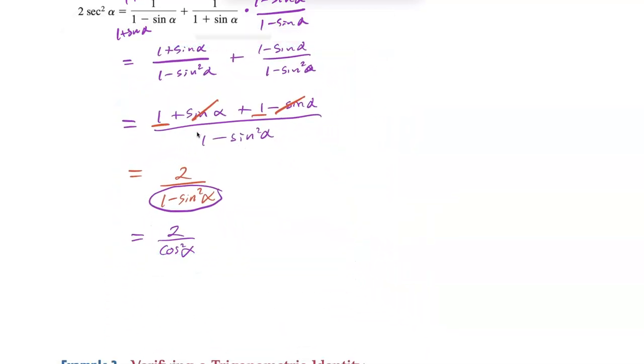Okay, like that. Right, so I get 1 minus sine squared is cosine squared. And now, if I want to make it match exactly, I can move cosine to the top, and that becomes secant squared. So 2 secant squared x, like that.